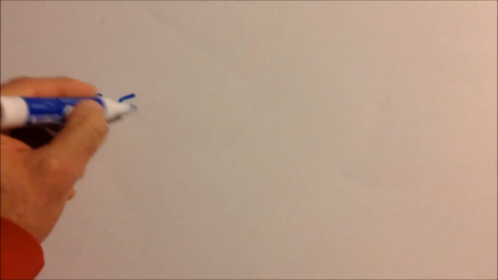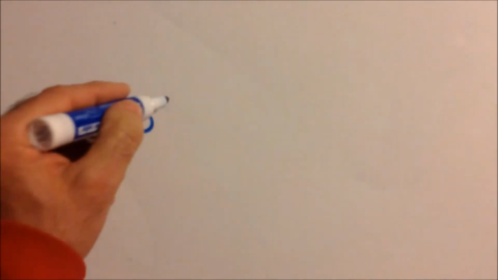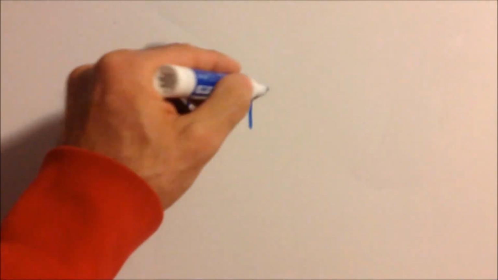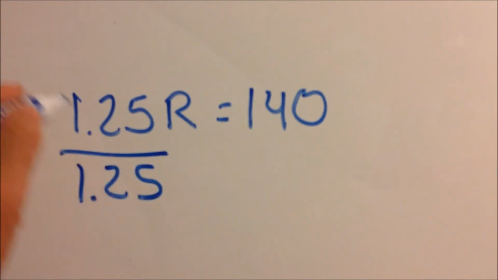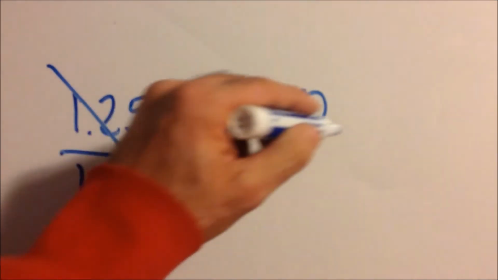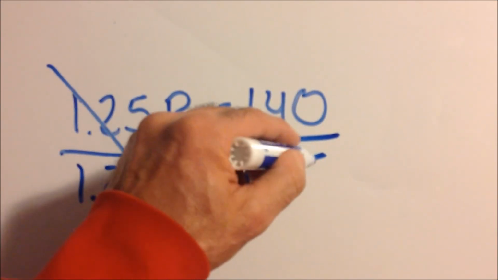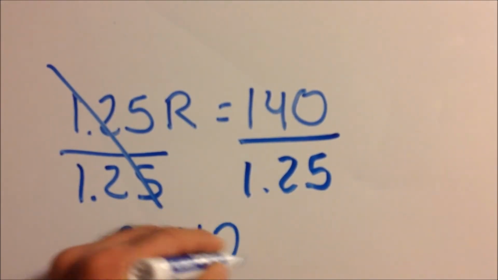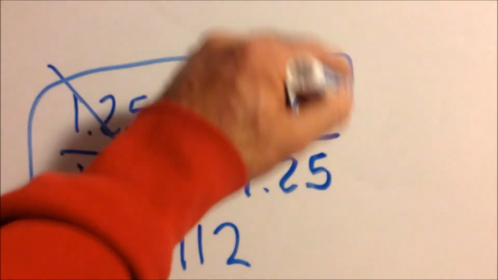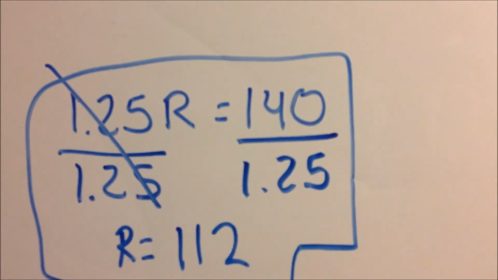Okay, so again, let's look at this. So you have $1.25 per ride equals 140. Divide out the 1.25 on both sides because we want to get the r by itself. Divide out the 1.25. And you have r equals 112. You can go on 112 rides for $160.